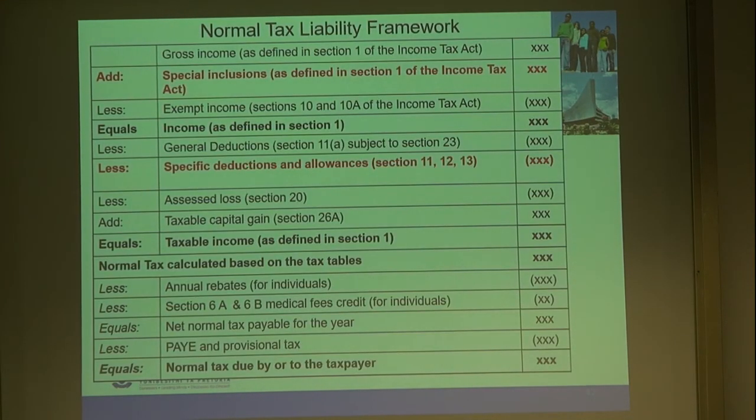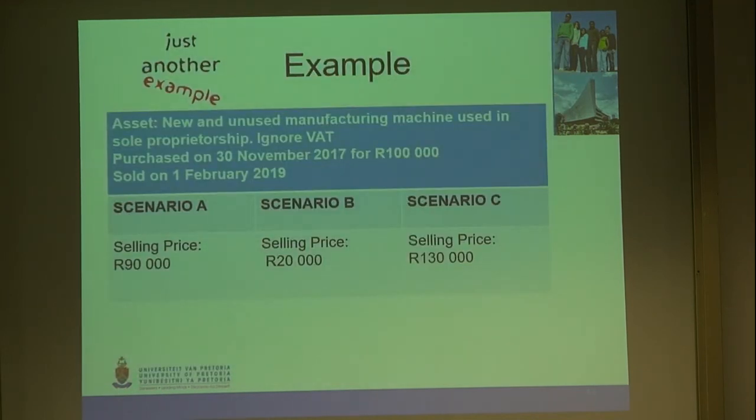So in our framework, if you end up with a recoupment, you're going to add it in as a special inclusion on this line. If you end up with a section 11(o) scrapping allowance, it's going to fall under here, under our specific deductions. Right, so let's just think about this now. How exactly is this going to work?